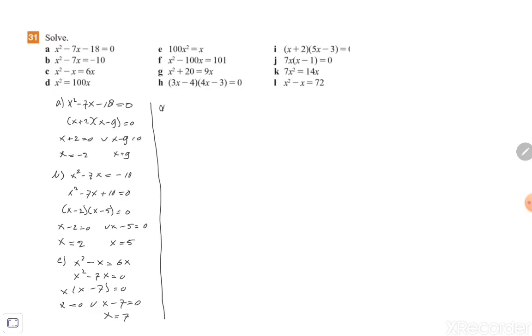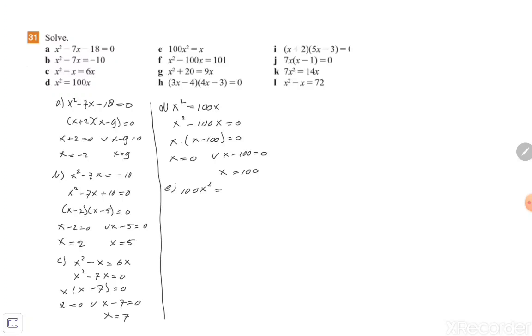Go on. D. x² = 100x. It's going to be x² - 100x = 0. So x multiplied by (x - 100) is equal to 0. So x is 0 or x - 100 is equal to 0. So x is 100. And that's exercise D. Exercise E.